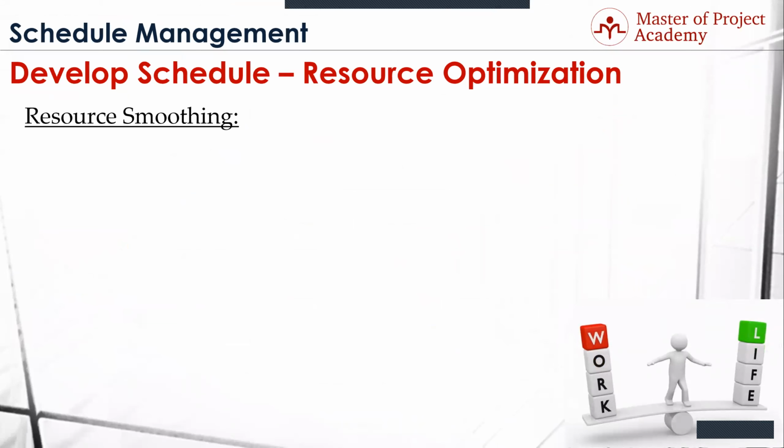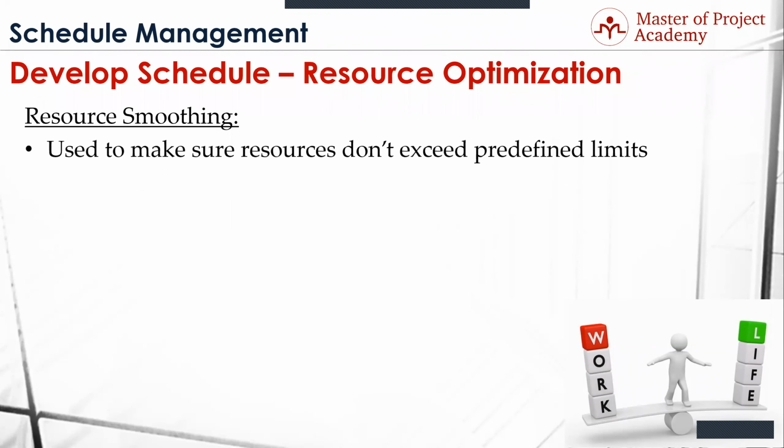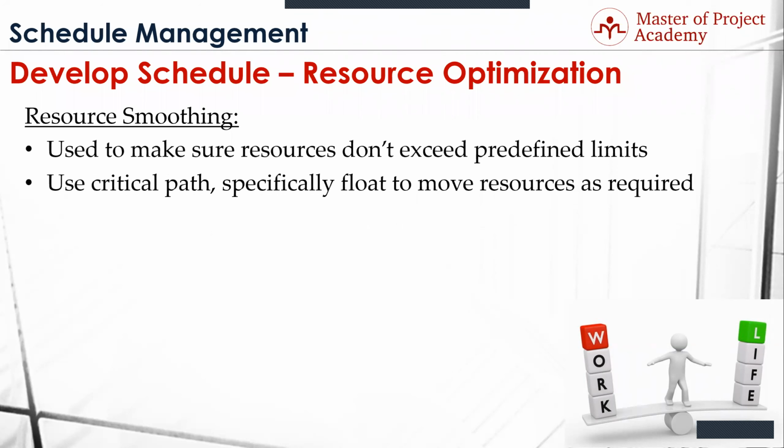Now, the other half of this, or the other optimization tool, is called smoothing. I love the name. Smoothing is basically making sure that resources don't exceed any kind of predefined limits. You use the critical path for smoothing, and you're making sure that you're only using the right number of assets. You can specifically move assets around based on your float. So if you have float for a project, let's say you have 2 days of float and you have a couple of resources assigned to that activity, you could move those resources to another activity and kind of use up that float. Does that make sense?